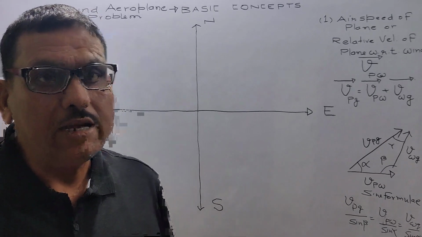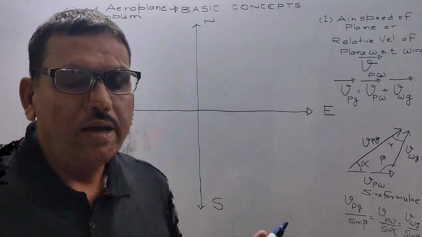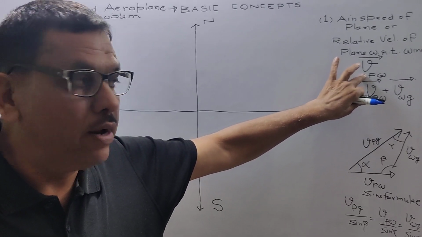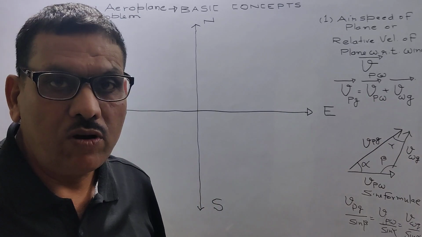Now when I say the air speed of the plane, it means that is the relative velocity of the plane with respect to wind, that is represented by VPW, that is the air speed of the aeroplane. Now that is nothing but the relative velocity of the plane.